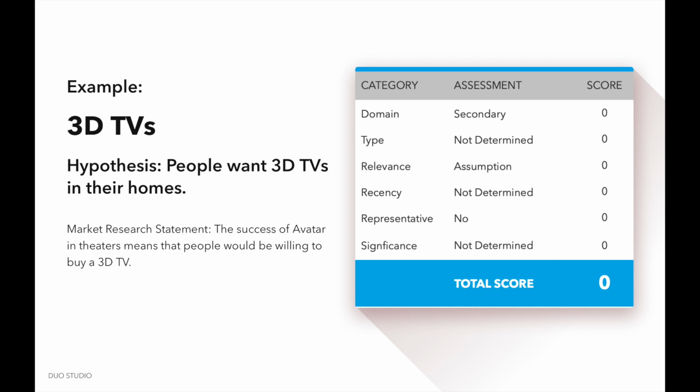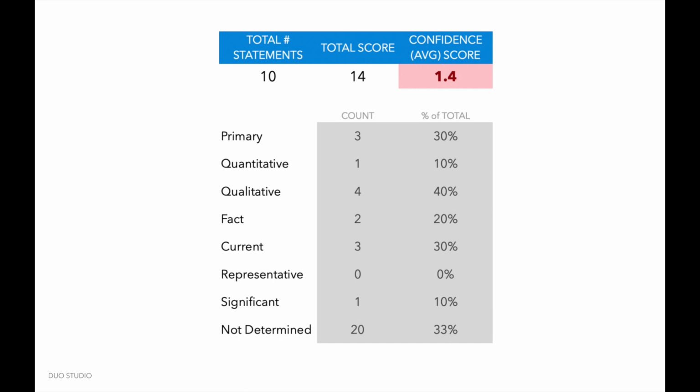Type. There's no number, so it's not quantitative. But we can't say it's qualitative either. It doesn't answer the question of why people want to buy a 3D TV because of the movie Avatar. Relevant, this is rank assumption. Recency, this is a prediction, therefore an assumption. This needs validation, so it gets no points. Representative of the basic premise? No. Significant? Obviously not.